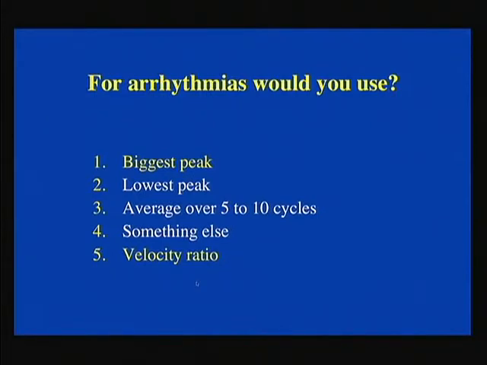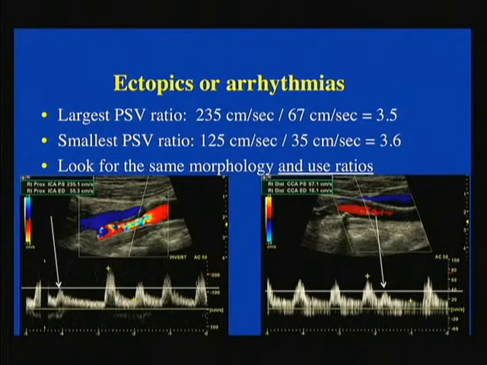Now you're going to say, come on, that can't really work. Well, the velocity ratio should be done on a consistent, similar cardiac beat. So if you take the biggest peak in the internal, take the biggest peak in the common. If you take the lowest peak in the internal, take the lowest peak in the common. And what I did here is that. I took the largest, 235, and that basically gave me a velocity ratio of 3.5. I also took the lowest here, which gave me a velocity of 125, versus the common, the lowest, which gave me 35 and a velocity ratio of 3.6.